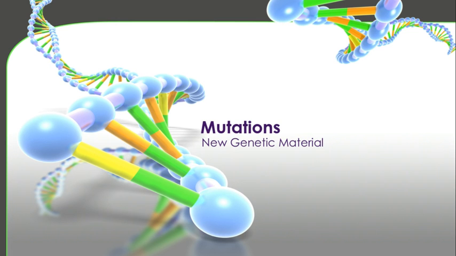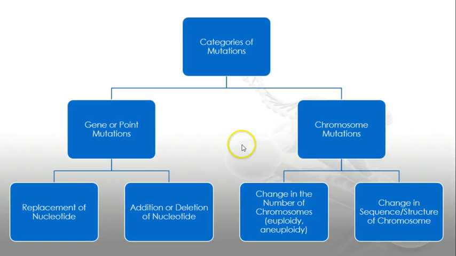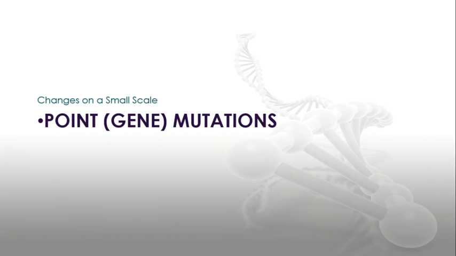Okay. Now, when we talk about mutations, typically we're thinking of what can go wrong, but in some cases it can go right. And so the different types of mutations really come in two big categories. You've got gene or point mutations and chromosome mutations. And when you talk about gene or point mutations, there are really two major things that you can do, and then there are variations of this. And then same thing with chromosome mutations. There are a couple of things you can do here, and we're going to talk about each of them. Okay, so let's start with point mutations.